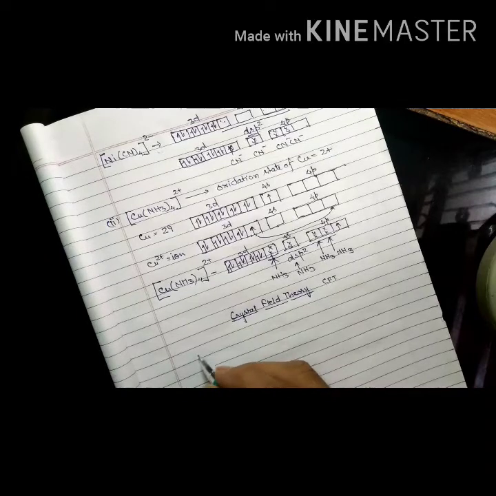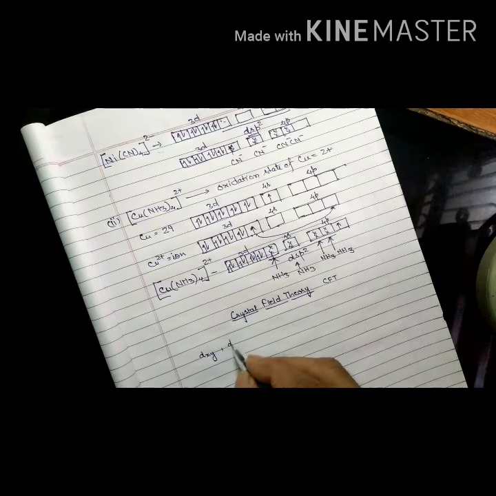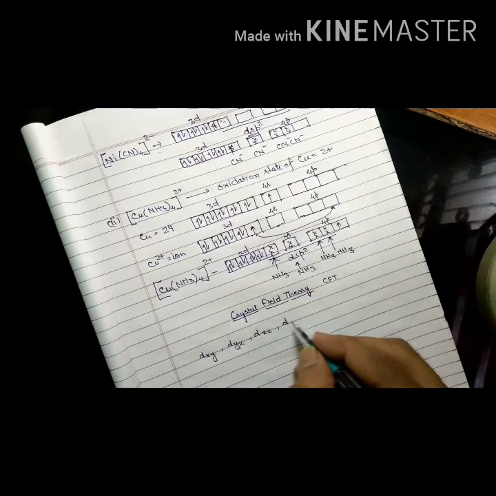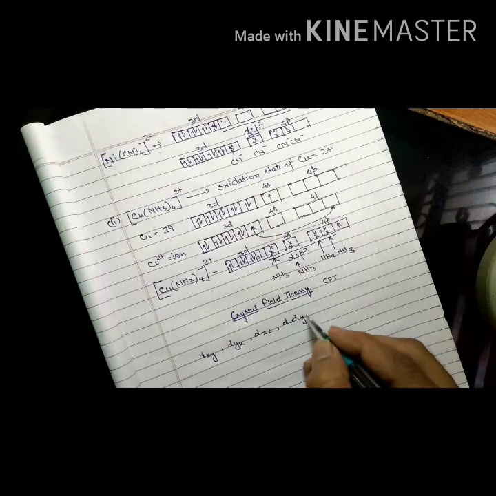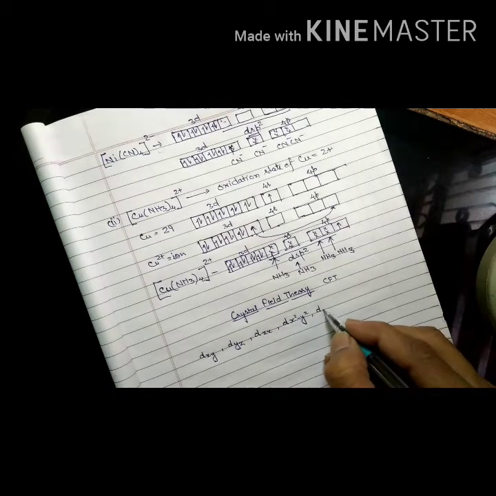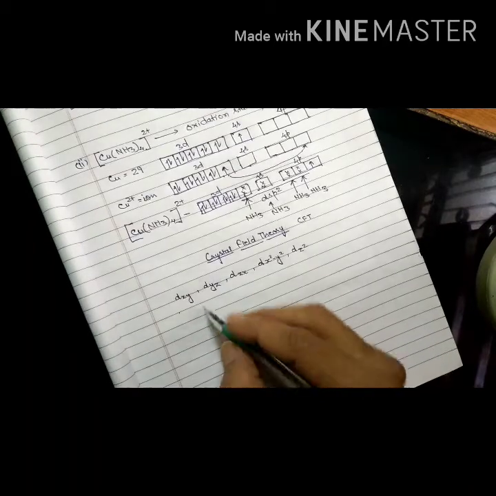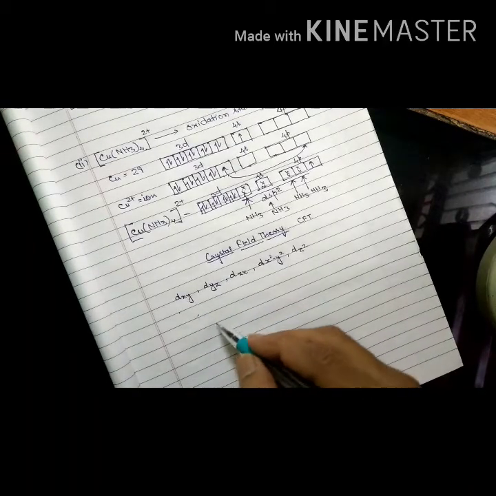We know that there are 5 d orbitals in a complex. So the first one is dxy, dyz, dzx or xz, d x square minus y square, and the last d z square. So all these 5 orbitals, they arrange themselves in a definite manner.